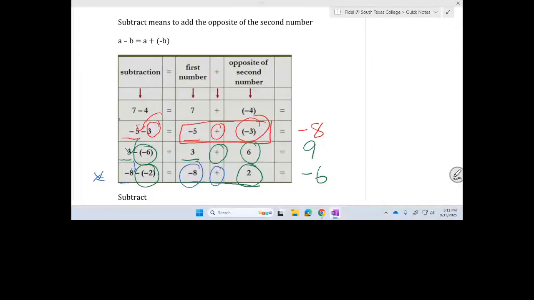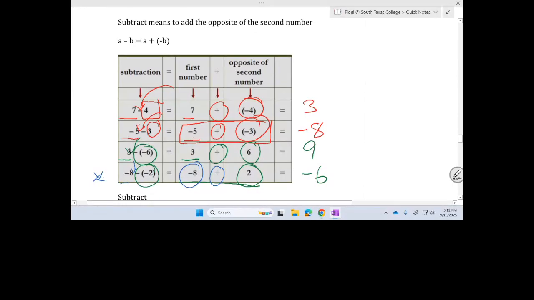Okay, one more time. I'm going to leave the first number alone. We're going to change that minus sign to a plus, and then we're going to change the sign of that number. It's a +4. We made it a -4. Okay? 7 plus -4. I owe you $4, but I have 7. I'm still left with 3.